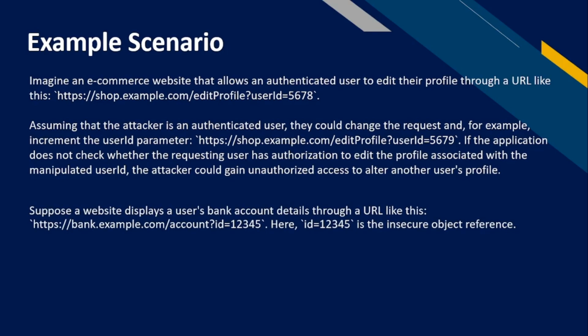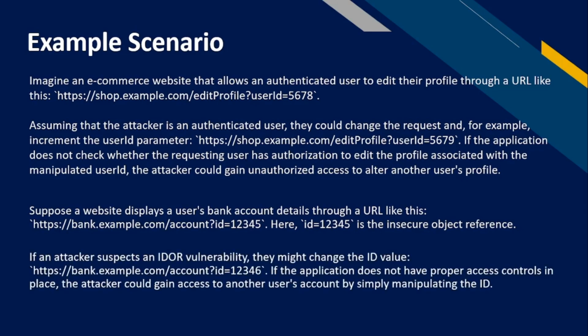Another example would be a website that displays a user's bank account details through a URL like this: bank.example.com/account?id=12345. Here, id=12345 is the insecure object reference. If an attacker suspects an IDOR vulnerability, they might change the ID value to id=12346. If the application does not have proper access controls in place, the attacker could gain access to another user's account by simply manipulating the ID.